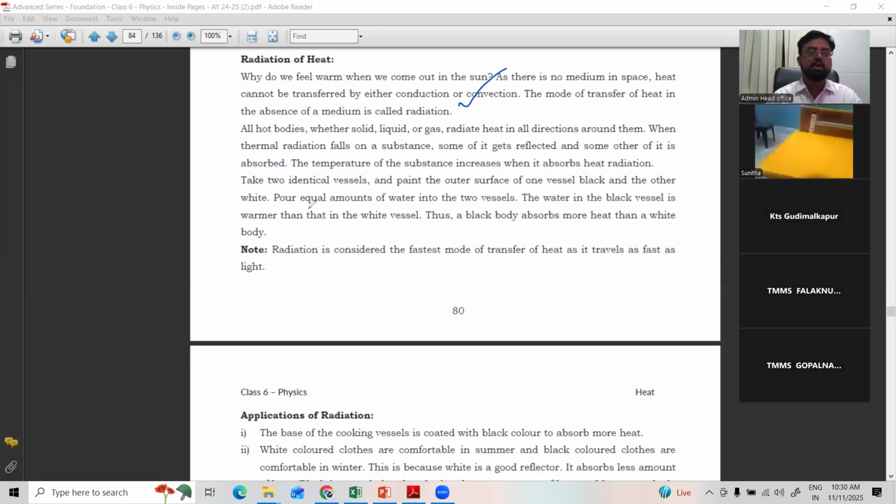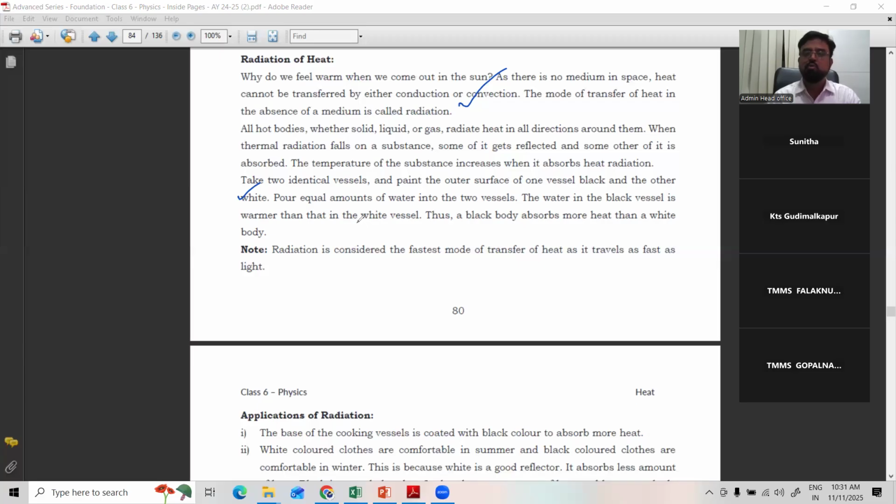Right. So take two identical vessels, and paint the outer surface of one vessel with black and the other with white. Two vessels you have to take. One you paint at the bottom portion with black and one with white. Means you have to observe which one absorbs the heat more. Pour an equal amount of water into the two vessels. The water in the black vessel is warmer than the water in the white vessel. Thus, a black body absorbs more heat than a white body.